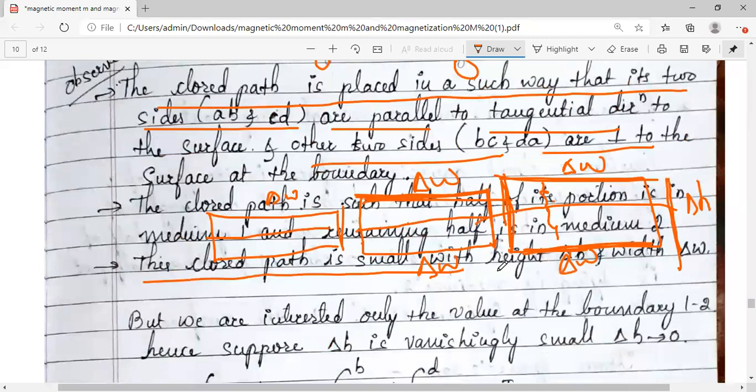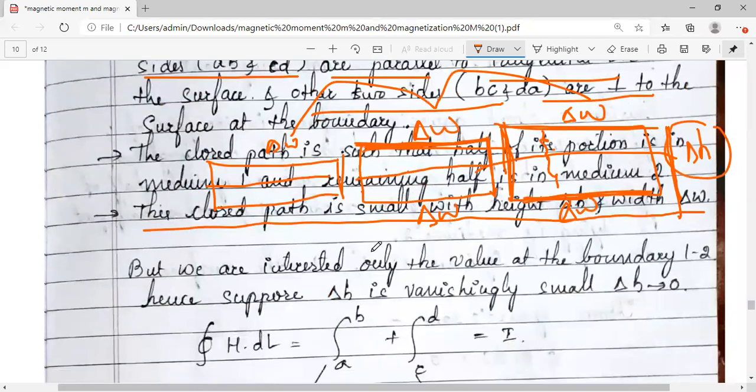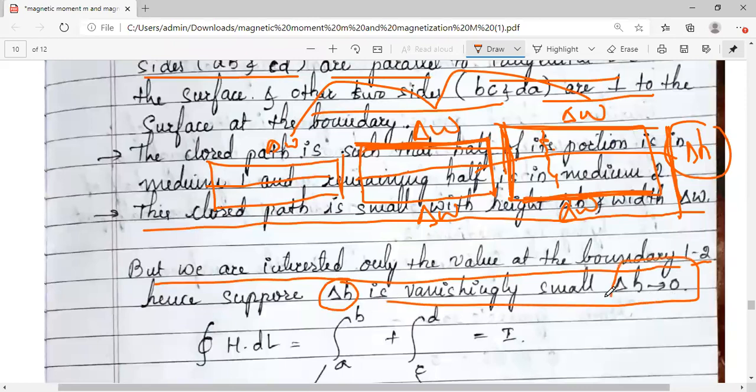This closed path is small, with height delta H and width delta W. Width we are not changing. We are not touching the width. Observe, when we are changing the height, the width is the same, because we want to make it touch line 1 2. Hence, we are only interested in the value at boundary 1 2. That's why we try to reduce the height. Delta H tends to 0.